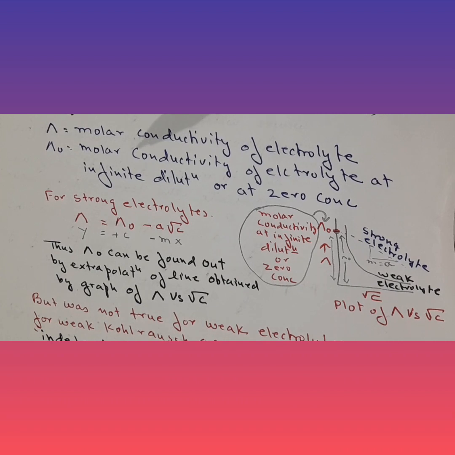Let's try and understand a bit of basics. This symbol is for molar conductivity of electrolyte. This symbol is for molar conductivity of electrolyte at infinite dilution or zero concentration. Why are we calling it zero concentration? Because when you dilute, suppose I have taken a 1 molar solution and I keep on diluting it, obviously the molarity will keep on reducing, and at a particular level it becomes nearly negligible. The concentration becomes negligible, and that is what we call infinite dilution.